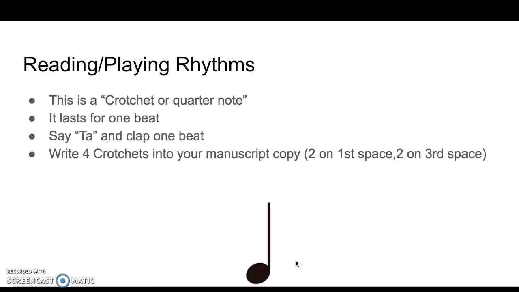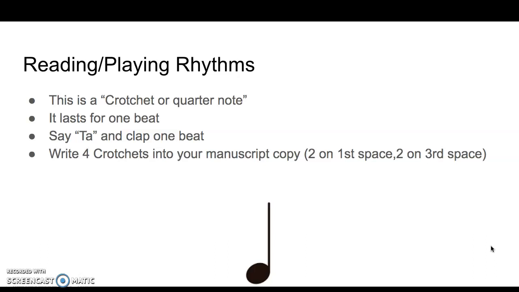And then, a very common note here, this is a crotchet or a quarter note. Again, it's called a quarter note because in 4/4 time, it takes up a quarter of the bar. It lasts for 1 beat. Now, to clap out these rhythms or to play these rhythms, we're going to associate some sounds with each note. The first sound that we're going to associate here is ta. So when you see a crotchet, you're going to say the word ta.